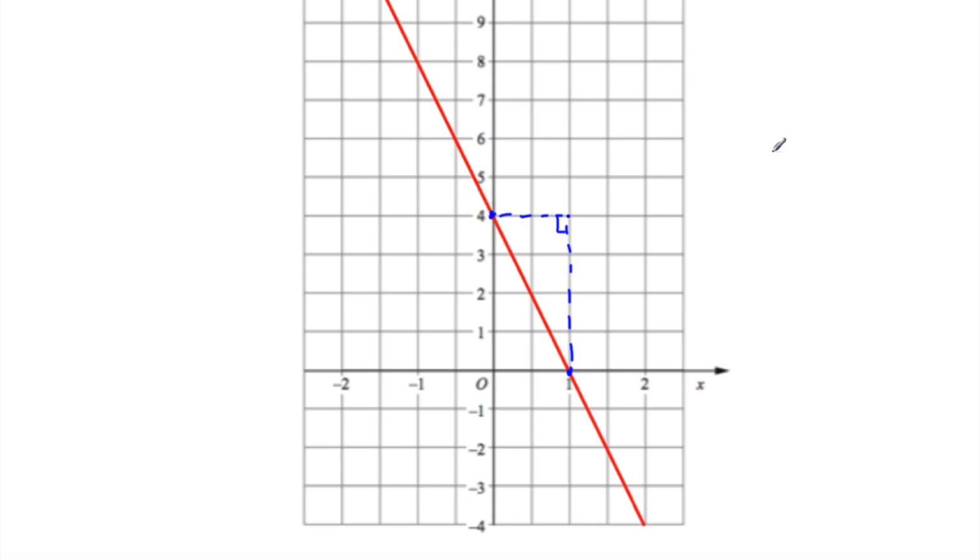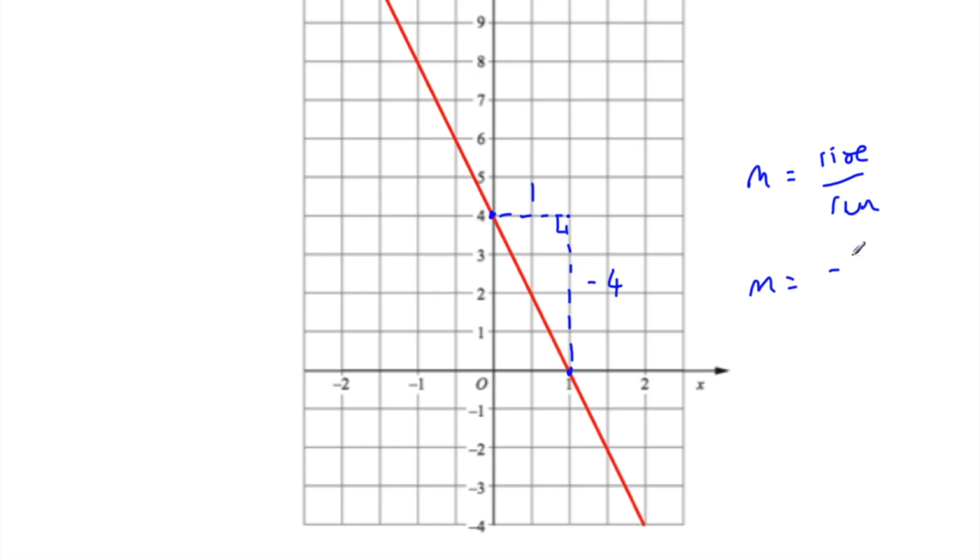So here we've got our little right angle triangle. Remember that m, the gradient, is equal to the rise divided by the run. Let's write down what the run and the rise are. For the run, we're going from 0 across to 1 across, so that's 1 unit across. In terms of the rise, we're going from a height of 4 down to a height of 0, so the rise would be negative 4 because it's going down. Remember, it's got a negative gradient.